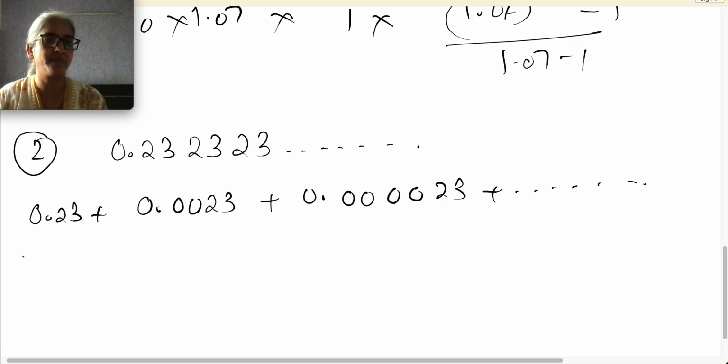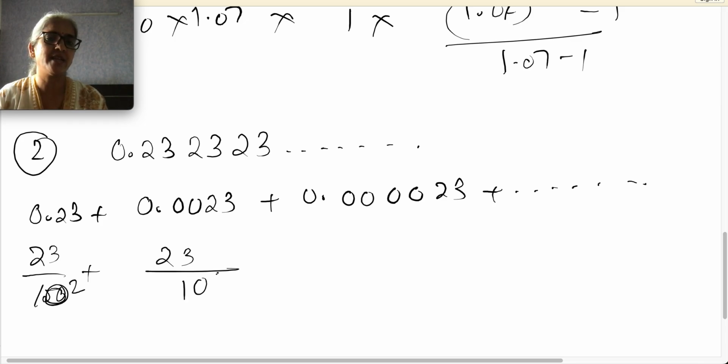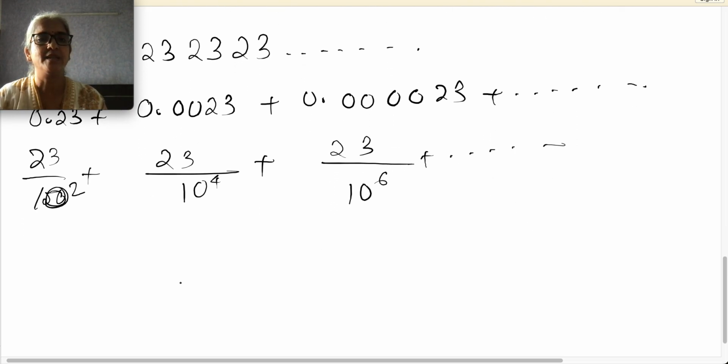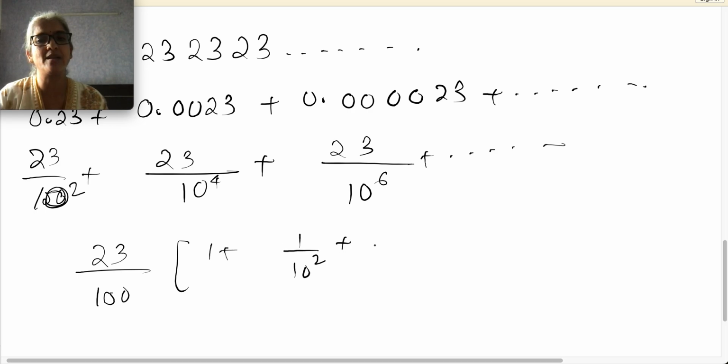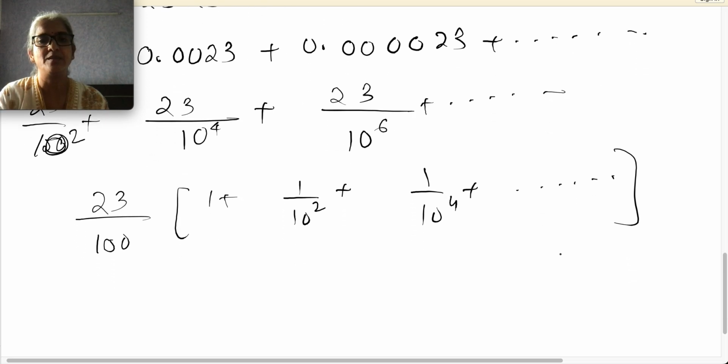Right, the same number. So the first number is 23 by 100. The second number is 23 by, and instead of 100, let me write it as 10 raised to 2. Second is 10 raised to 4 plus 23 upon 10 raised to 6, and so on. Can I take 23 upon 100 common? Then what will be left in the bracket is 1 plus 1 upon 10 square plus 1 upon 10 raised to 4, and so on.